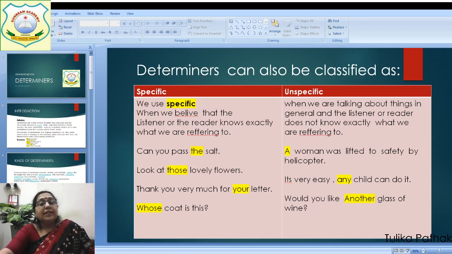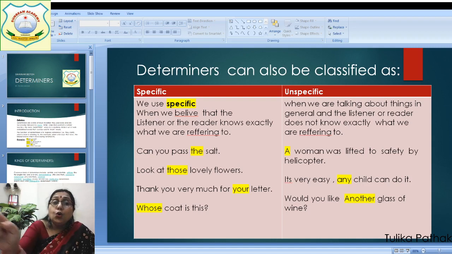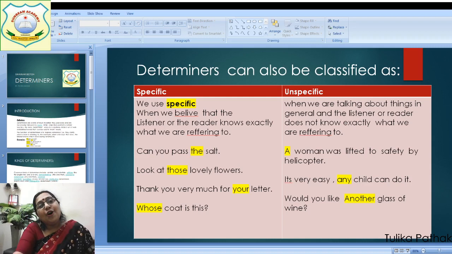Clear? Now the examples of specific. Can you pass the salt? So I'm specifying, I want that salt cellar. The salt. Okay. Look at those lovely flowers. Those. I'm specifying those lovely flowers. Thank you very much for your letter. So it is specified here that I'm thanking you because of your letter. Your letter. Alright. Whose coat is this?